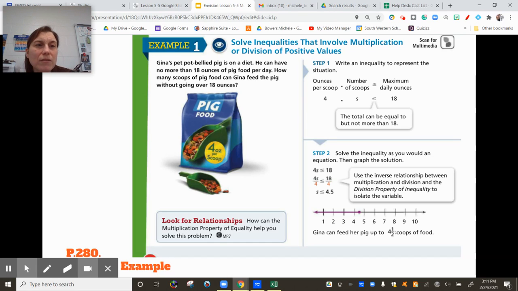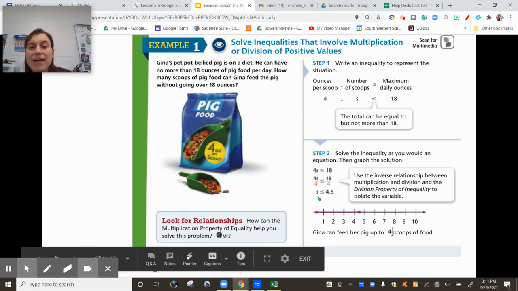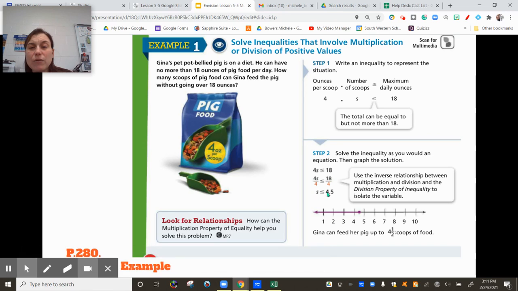So we're trying to figure out what's the number of scoops that he can have that would fit the requirement so that he wouldn't have more than 18 ounces per day. So they solved the inequality, and they solved it by dividing. See how they divided both sides by 4? Because they're multiplying the number of scoops times 4. And when they did, they have S is less than or equal to 4.5.